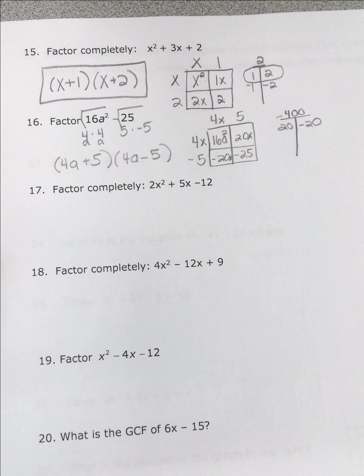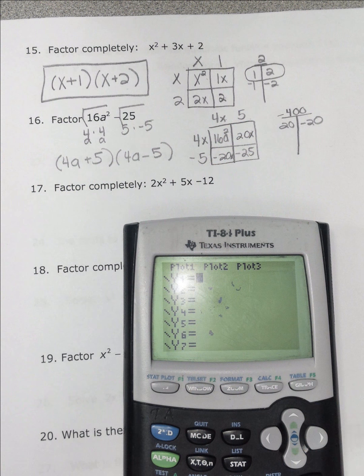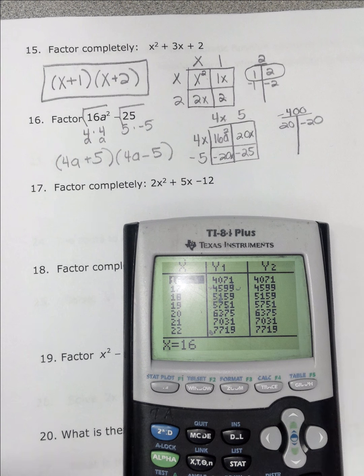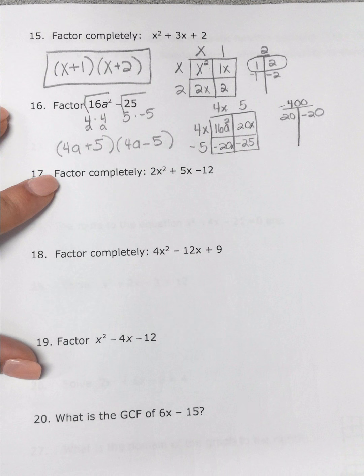If we wanted to check our answer, the original is 16x squared minus 25. And my factors are 4x plus 5 and 4x minus 5. Same, same, same, same. Factor completely. We're factoring again.